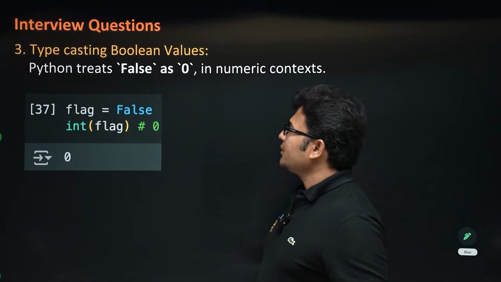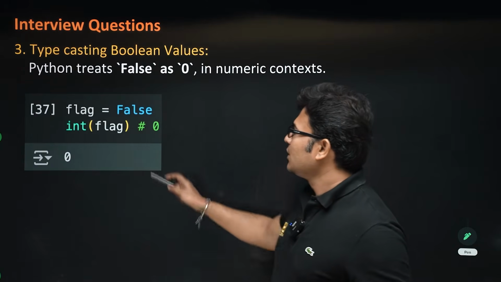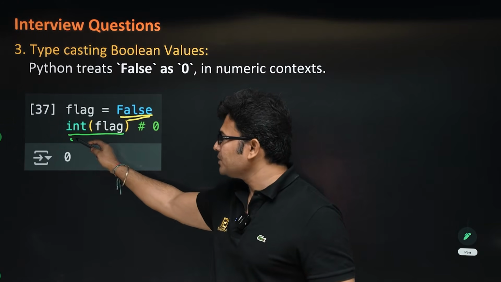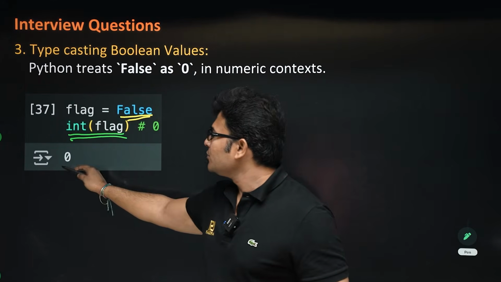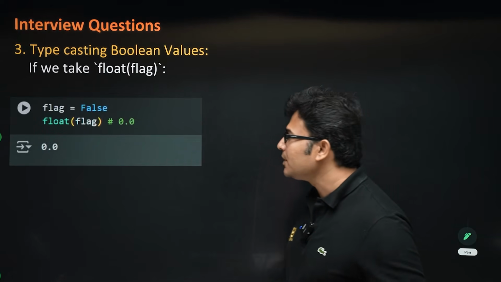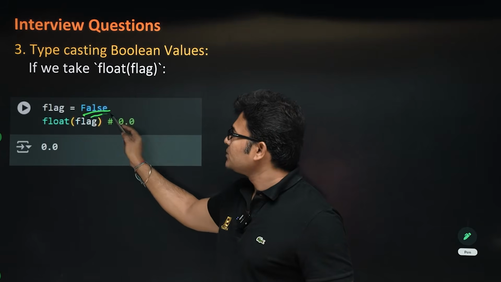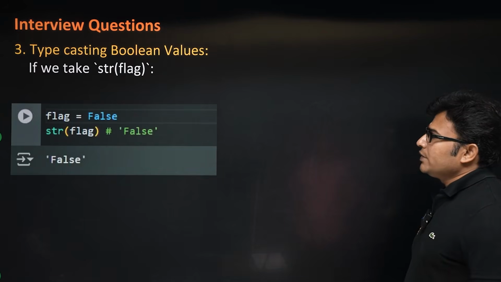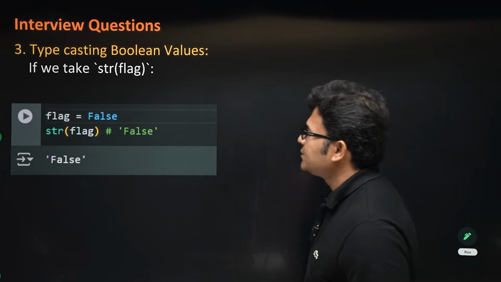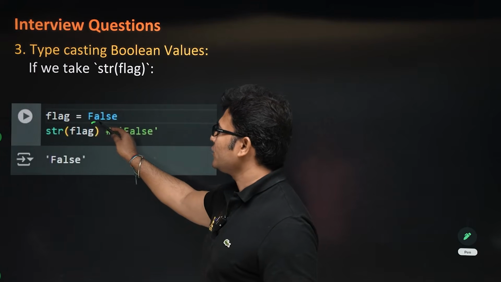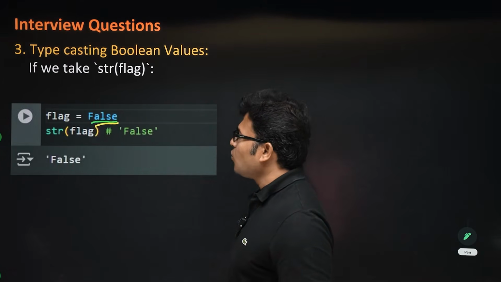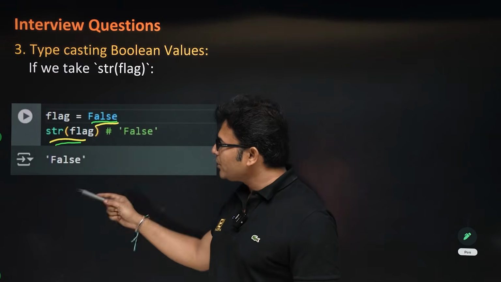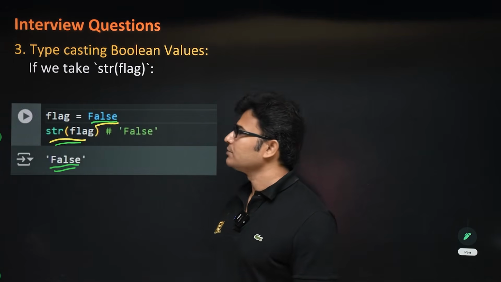Now when you typecast false, it will be 0, right? So when you take false and try to convert it into an integer by explicit typecasting, it will give you 0. Similarly, when you typecast false to a float, it will give you 0.0. Typecasting a Boolean: let us say you take the Boolean variable false and explicitly convert it into a string, then you get the string false, same as true.